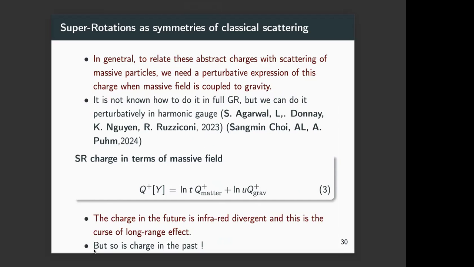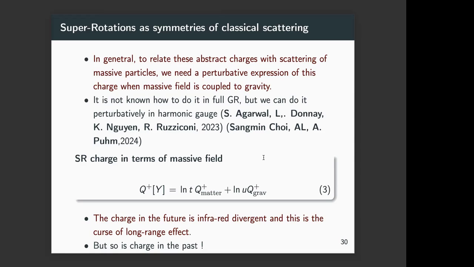So we can assume that we have a flat space and we do scattering of massive particles and we do perturbative gravitational scattering and then try to compute these charges explicitly in terms of the initial and final momenta of the particles and the fields. And this can be done. This is something that came out last month with Sangmin and Andrea.